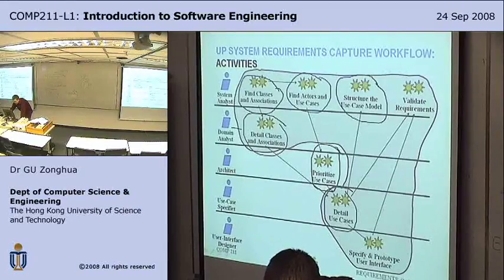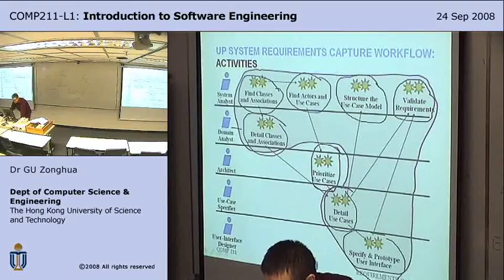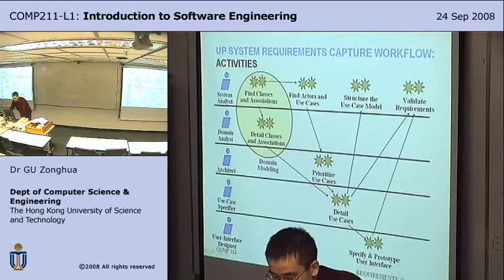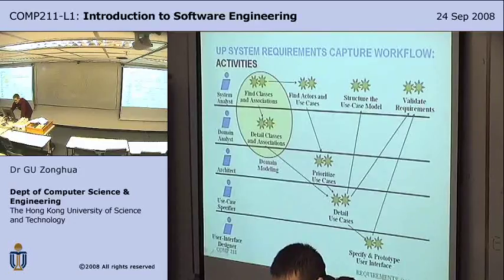fill in the details, and a user interface designer prototypes the user interface, and they feed back to the requirements to validate the requirements. So our focus is everything except the prioritized use case. So domain modeling is this part, finding classes and associations and filling in details. And use case modeling is the rest. So we'll first focus on domain modeling, that is the static requirements.